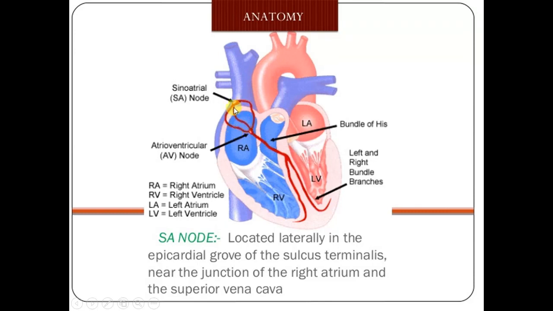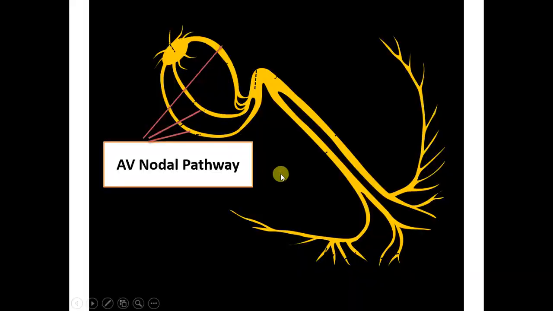There is a groove here, the epicardial groove, and then it divides into 3 branches, one of which is moving towards the AV node. So then the atria are first stimulated, then through the left and right bundle branches, and then the ventricles. So there are 3 internodal pathways, which ultimately move toward the AV node.